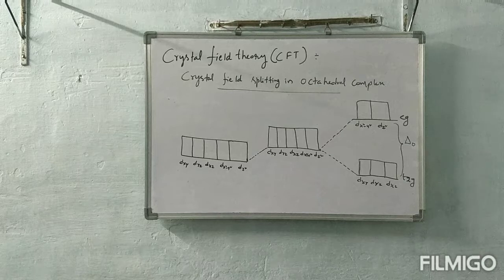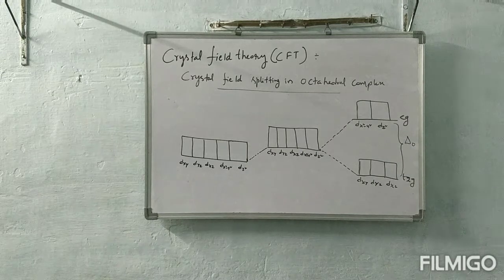The splitting that happens in the presence of ligands is called crystal field splitting, here in the octahedral complex. That's why we represent the difference in energy of the Eg set and T2g set in the octahedral complex as delta O. In the same way, we will represent it in the tetrahedral complex also. Before that, observe this diagram carefully, all of you. The reason is also very clear.